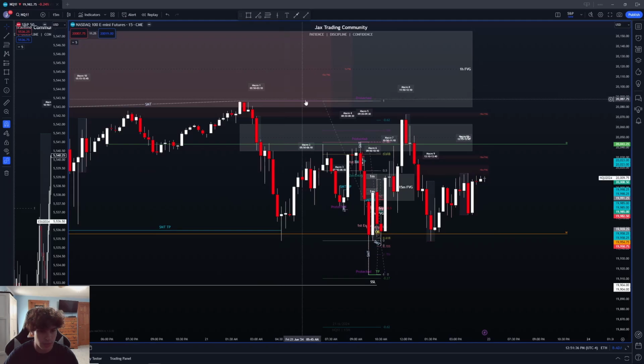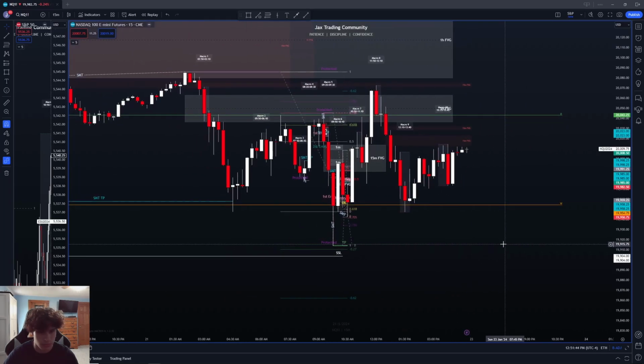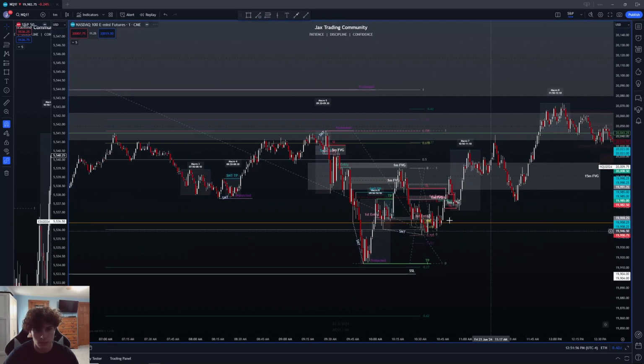So it's kind of hard to see, but out of, where is it at? Hold on. Oh yeah, out of this low to this high. So out of this leg right here, we came up and retraced to this 1 hour fair value gap, and we tapped OTE. So from there, I did expect to move lower.